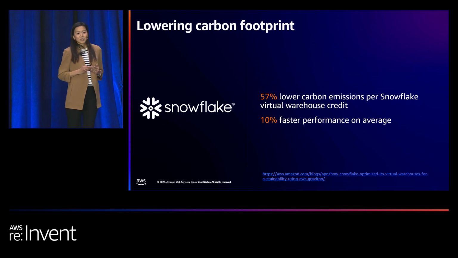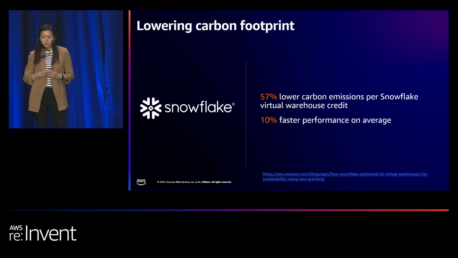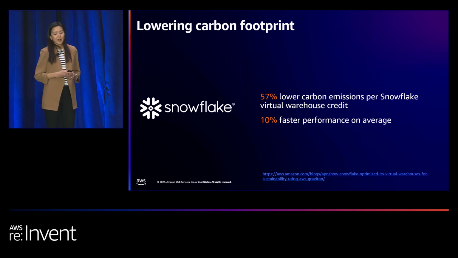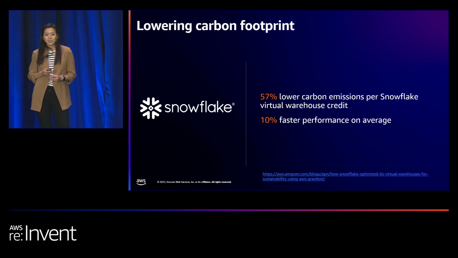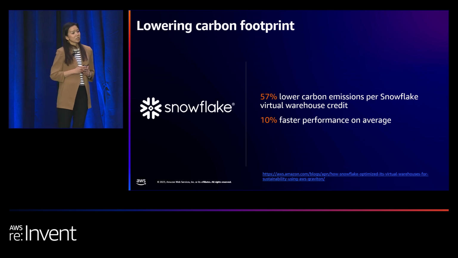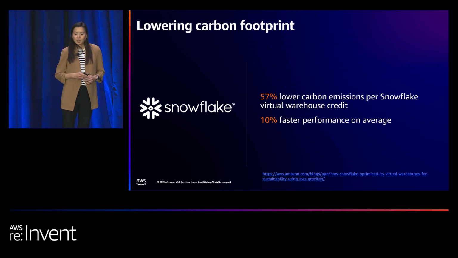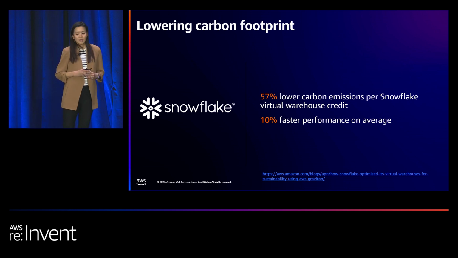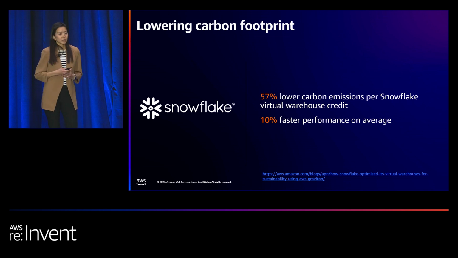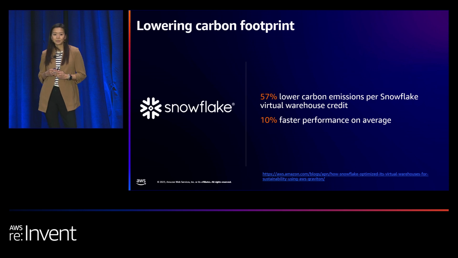A great example here is Snowflake, which provides a fully managed cloud-based data storage and analytics platform. And they aspire to provide the best data cloud with the lowest carbon footprint on the planet. To support their sustainability goals, they seamlessly transition their virtual warehouses from x86-based instances over to instances built on Graviton processors. And with this, they were able to optimize their cloud environment for cost and performance.